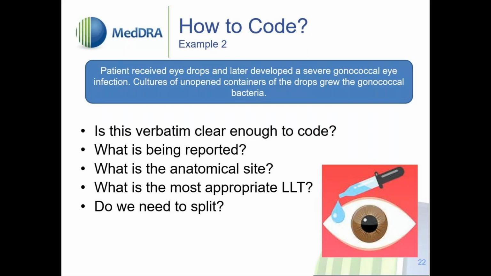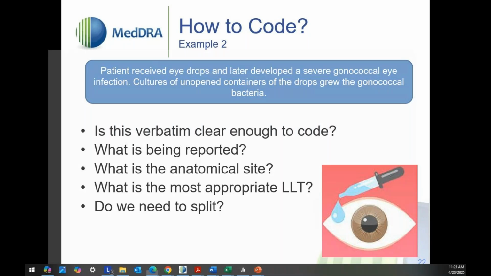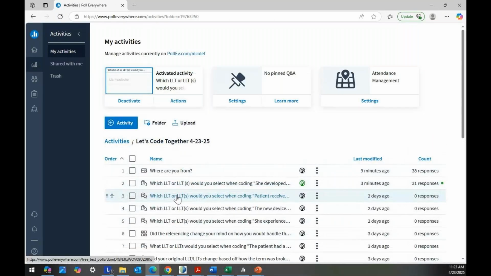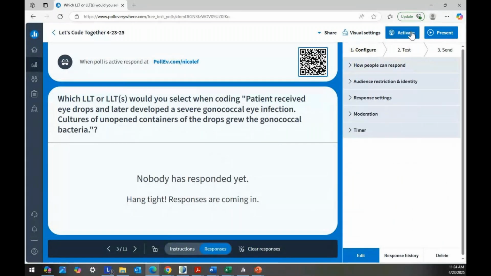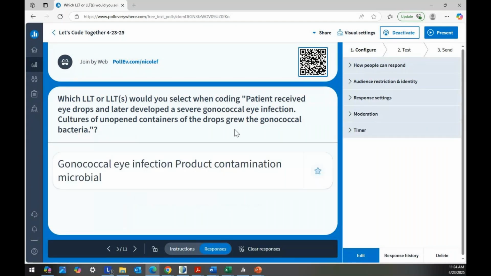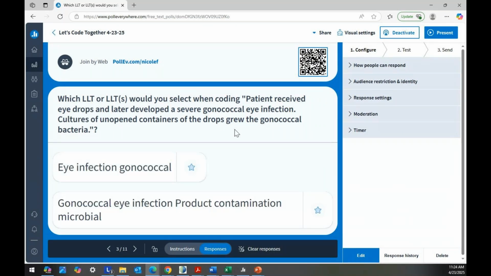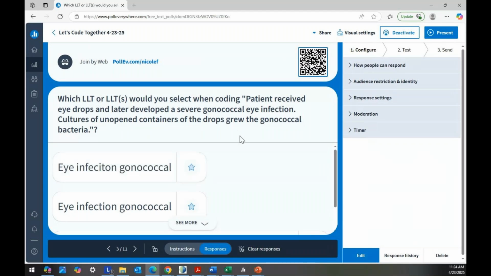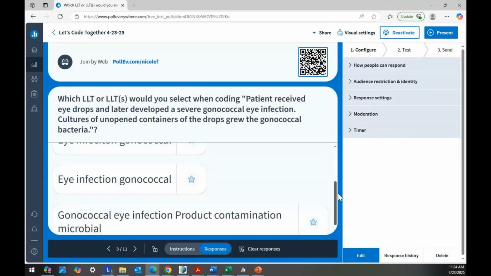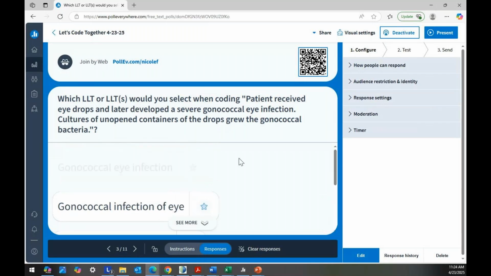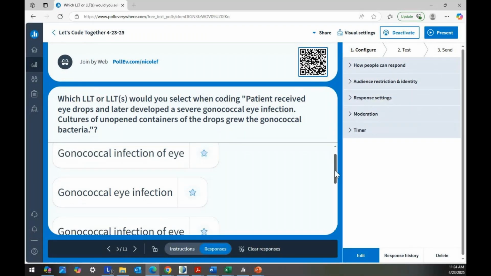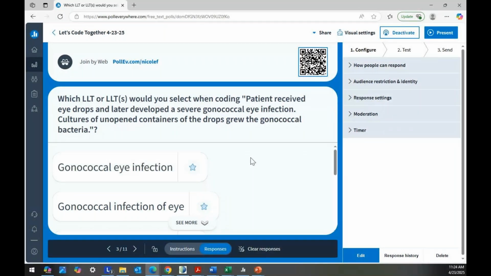Let's go to our poll and see what you think. How would you code this? So this is exercise number 2. Here's the verbatim. Think of all the information that's provided and what all the LLTs are that you would use. Okay, so someone said gonococcal eye infection, product contamination, microbial. I'm happy to see that people didn't just write eye infection. They gave the organism, because there's a term for that. Okay, what other facts are in there? What was additional information that was given to me?